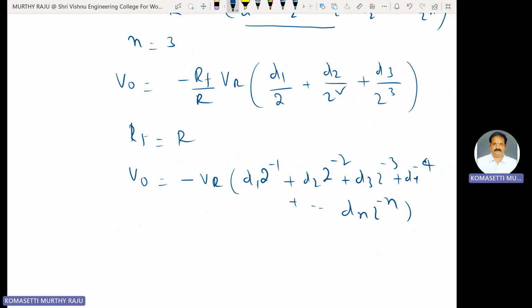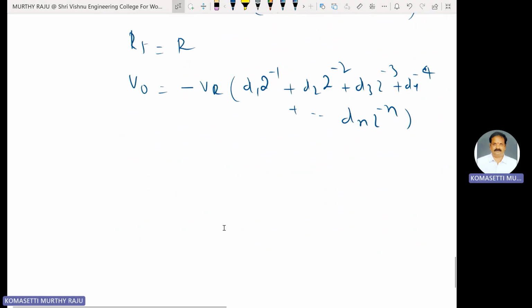This one is the analysis of inverted R-2R ladder. The most important advantage of current mode or inverted ladder is that the ladder node voltage remains constant, even with the changing input binary codes.